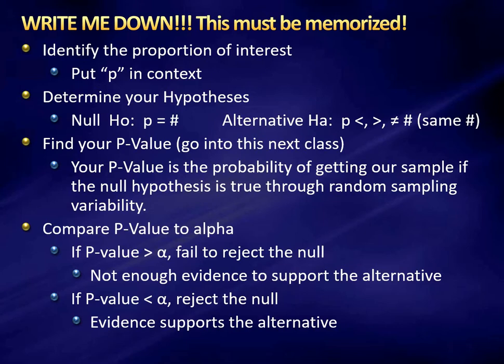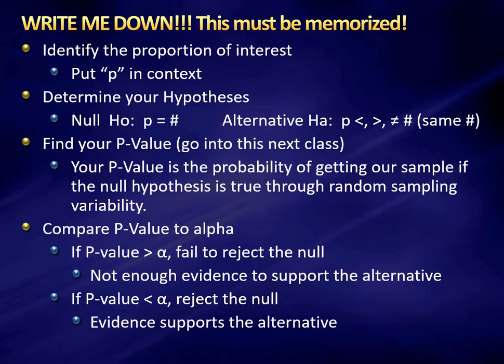What you see up here are the differences between a hypothesis test and a confidence interval. In a hypothesis test, we still have our P. We're still talking about what is my population parameter, what am I trying to learn about? You want to make sure that you always identify that in context. Today, we're going to be talking mostly about what it means to determine a hypothesis, and then what exactly a p-value represents. We're going to be talking about how to find that next class.